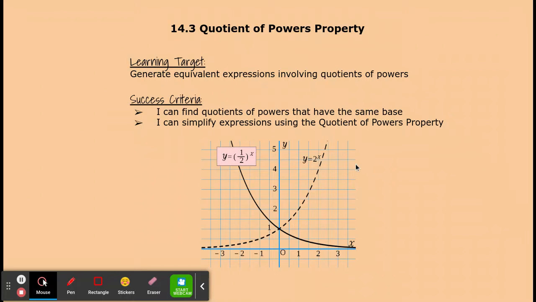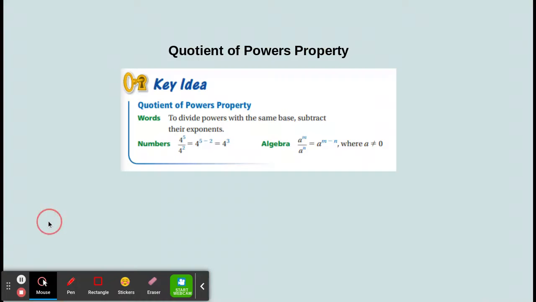14.3 Quotient of Powers property. Okay, when we talk about quotient of powers property, it just simply is this.